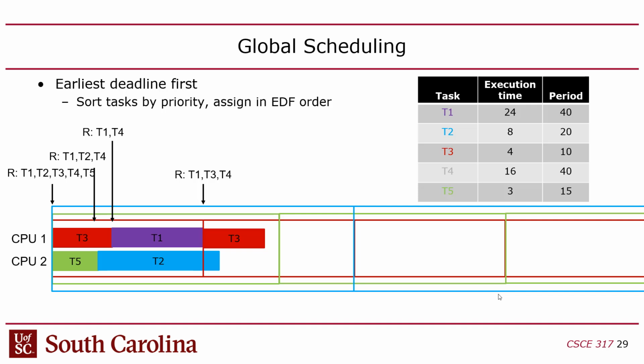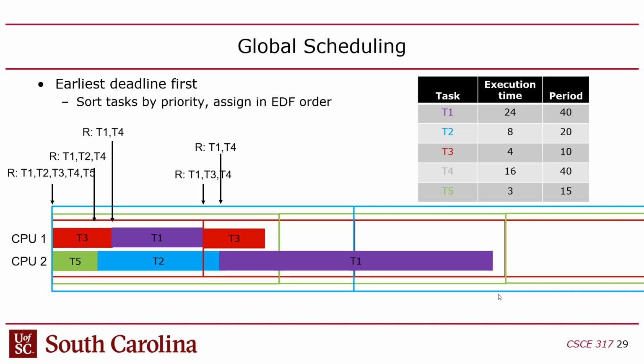After T3 finishes and after T2 finishes, now we just have T1 and T4 ready. I guess it doesn't matter, they're both equal. So what are we going to do? We'll put T1. Now T1 has migrated CPU. T1 got preempted on CPU 1, but it picks up back on CPU 2.